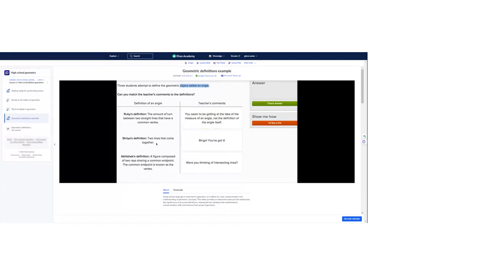So once again, the definition of an angle is two rays with a common vertex. So two lines that come together, this is just intersecting lines. Now, when that happens, you might be forming some angles, but I would just say, were you thinking of intersecting lines? And let's see what Abhishek says. A figure composed of two rays sharing a common endpoint. The common endpoint is known as the vertex. Yep, that's a good definition. Abhishek got it this time.